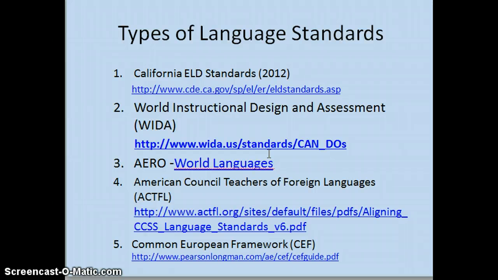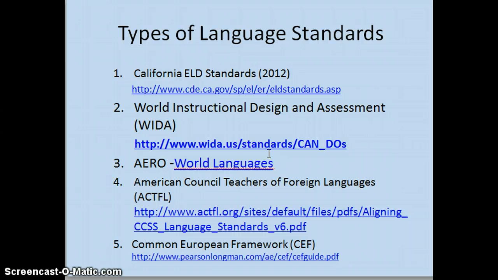And what are the different types of language standards? I've got 5 of them for you. California led the way pretty early on. A lot of the work has been done with WIDA. You would probably be most familiar with WIDA.